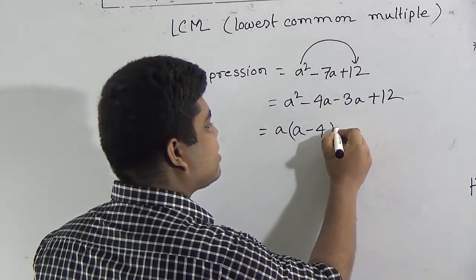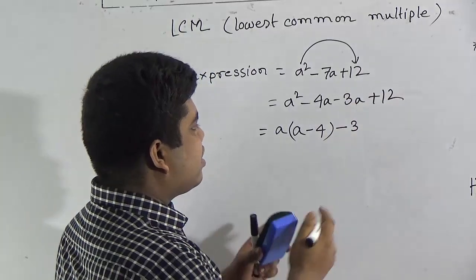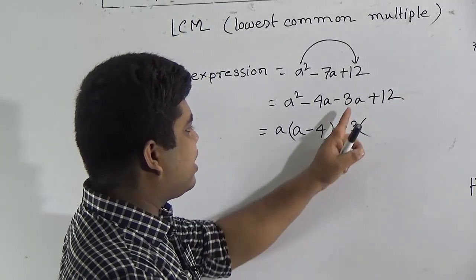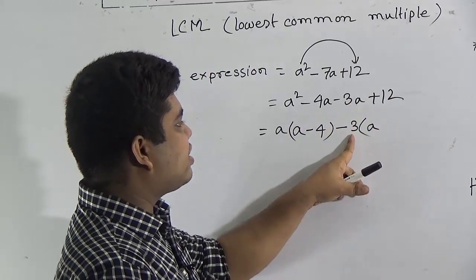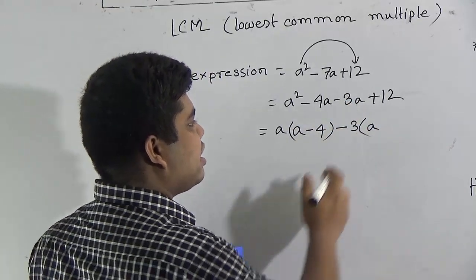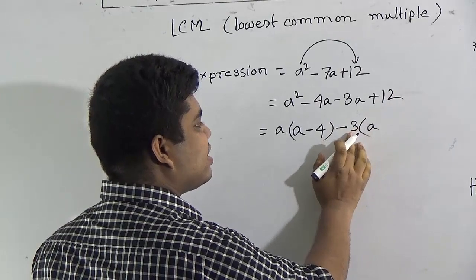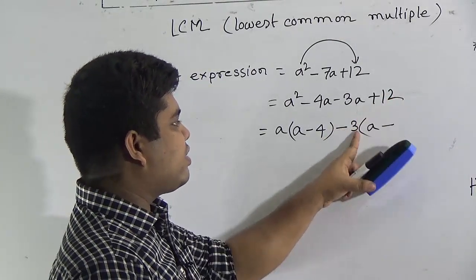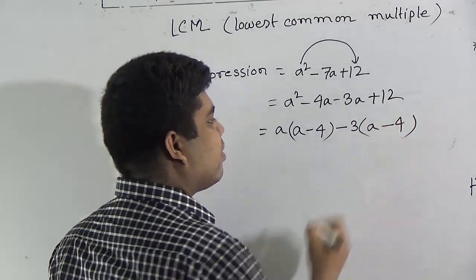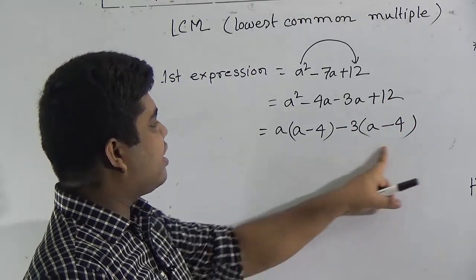Then minus 3 is common. If minus 3 is common, then left a, that means we divide 3a by 3, then we get a. And if we divide 12 by this minus 3, then plus minus minus. If we divide 12 by 3, then we get 4. Okay? Our third line is done.